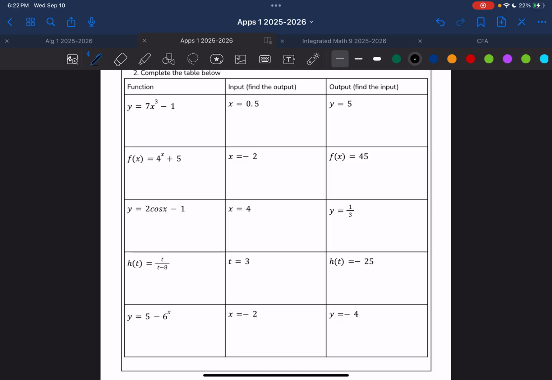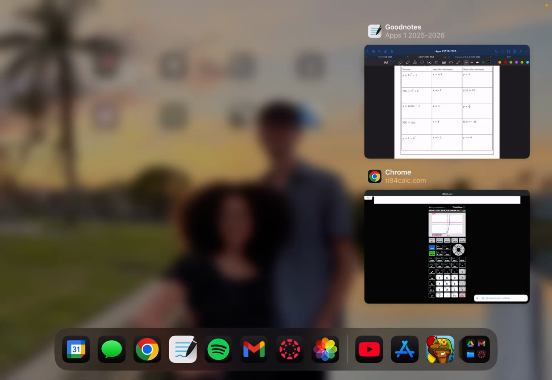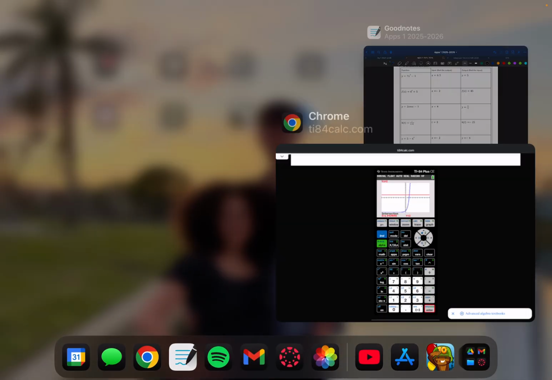I'm not going to talk much while doing this. I'm just going to be inputting it in. But if you're having trouble with any of them, see what I input into my calculator and try to see if yours looks different. So starting with the first one.